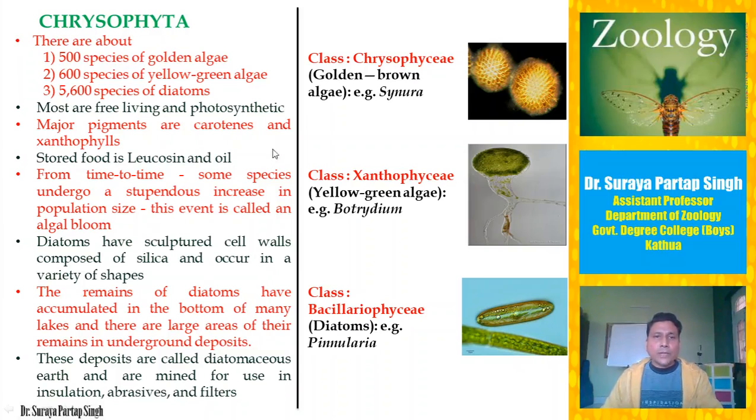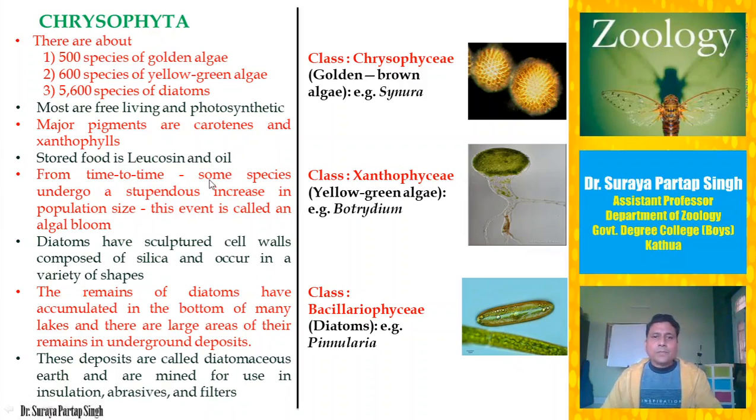Carotenes and xanthophylls are the major pigments, and because of these, they have their color, either golden brown, yellow green, or green. In them, the stored food is leucosin and oil. So members of Chrysophyta do not have starch as their food material, they do not have paramylum as their food material. The stored food material is in the form of leucosin and oils or fats.